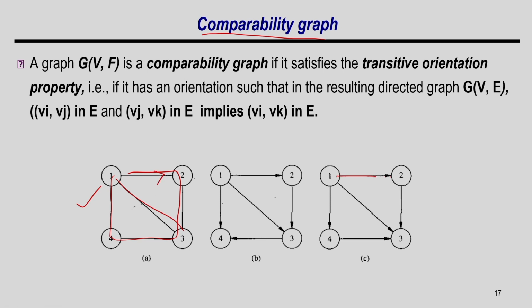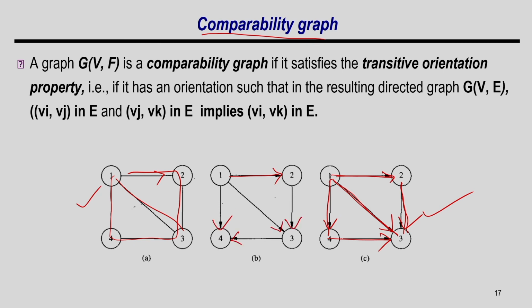So, I have given a direction like this, and now see, I have an edge i to j, 1 to 4 and 4 to 3. So, I must have an edge from 1 to 3, and which is there. So, I have an edge from 1 to 2, an edge from 2 to 3, and an edge from 1 to 3. So, this is holding the transitivity property. That means this is a comparable graph.